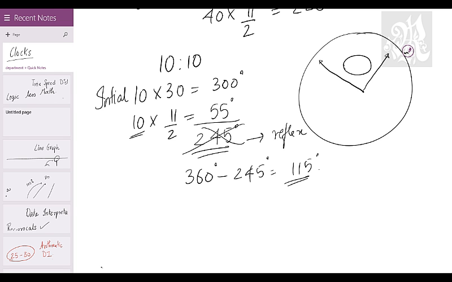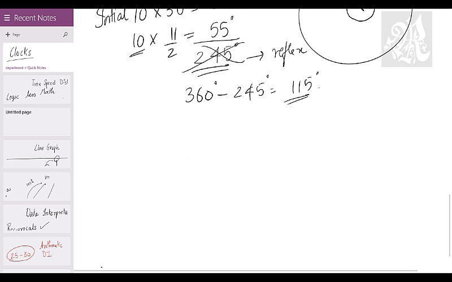Okay? So basically 245 is this bigger angle, and we have to find this part. And that is 115. Are we clear on this? So if your angle exceeds 180, subtract that angle from 360, and that will be your answer. Alright, let's move ahead. So that is finding the angles.